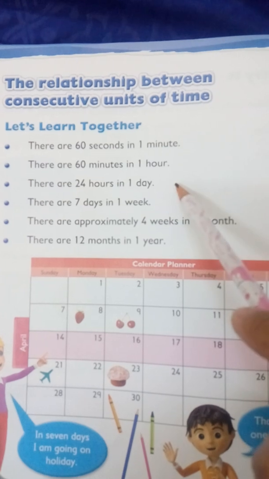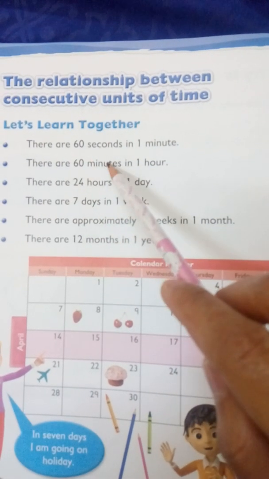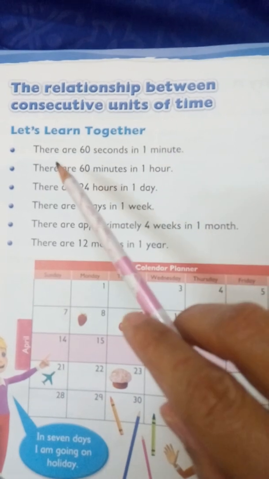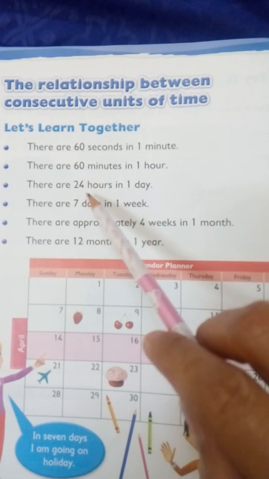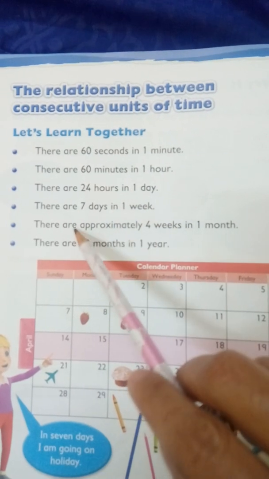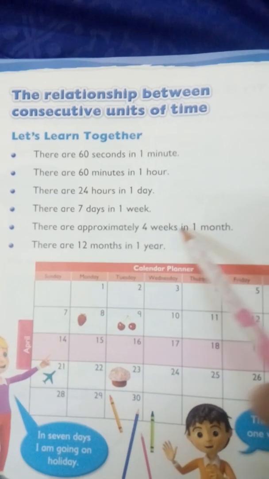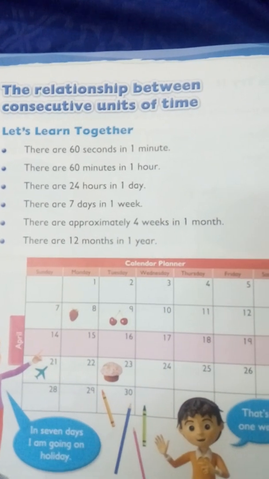Now, let's read this together. It's the same as I said before. There are 60 seconds in 1 minute. There are 60 minutes in 1 hour. There are 24 hours in 1 day. There are 7 days in 1 week. There are approximately 4 weeks in 1 month. There are 12 months in 1 year.